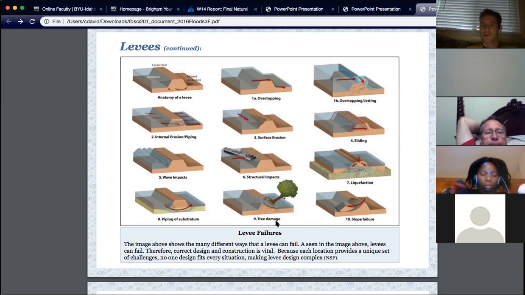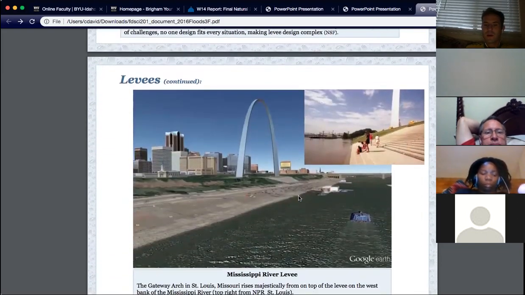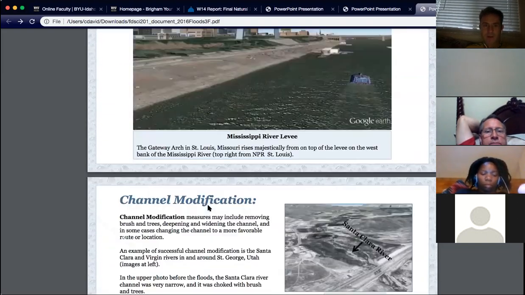Tree damage, so your tree's going through, you got roots going through the levee and it weakens it, and then water breaks through. And then you've got slope failure, so a chunk of the levee falls off, and all these can cause levee failure. So here's an image of a levee.